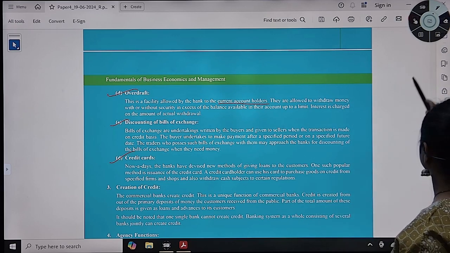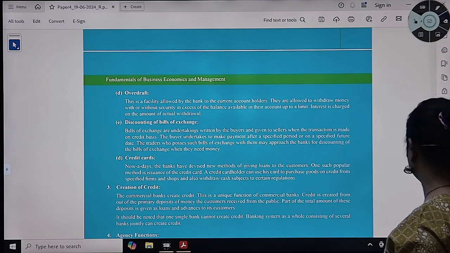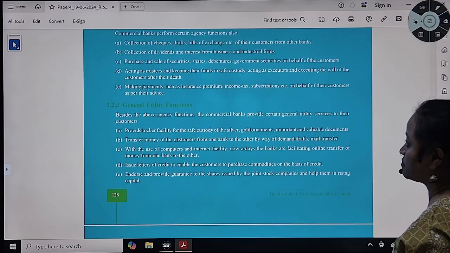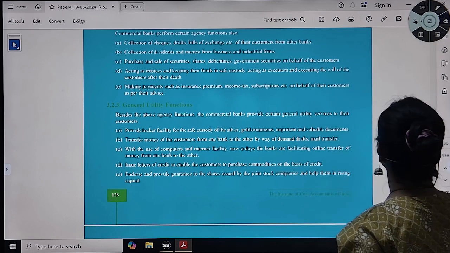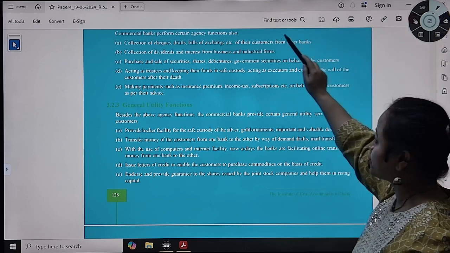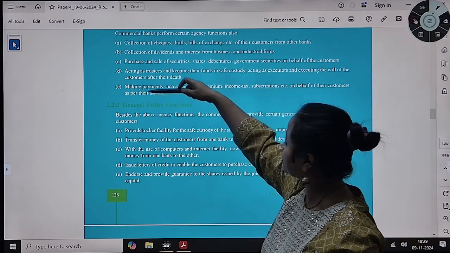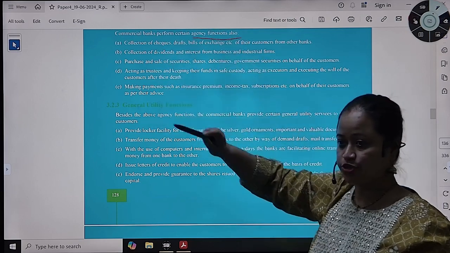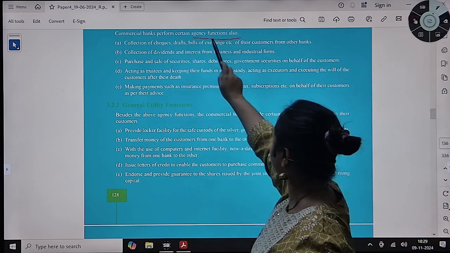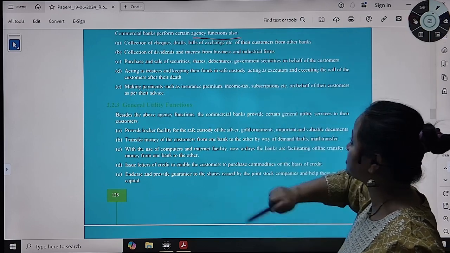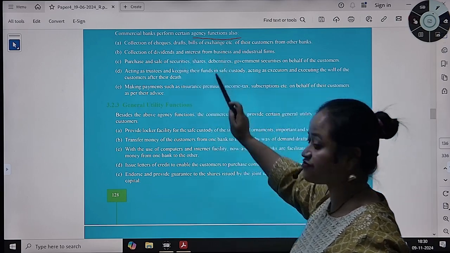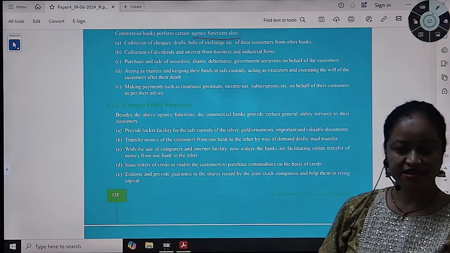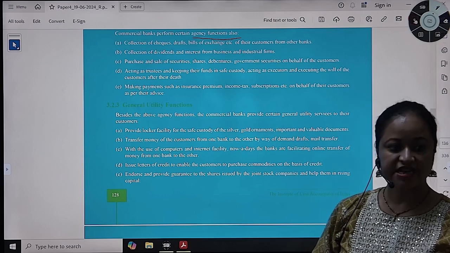Now next one is your agency function that I have told you. Okay, so agency function you can see here, all these are agency functions. Agency means the bank is acting as agent of the customer. क्या क्या करता है? Collection of checks, draft, bill of exchange, etc. of their customers from other banks. Then the banks collect dividend and interest from the business. Then the banks purchase and sell securities. ठीक है? Shares खरीदना, बेचना.